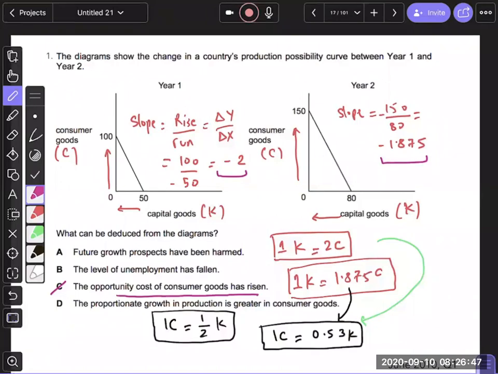Are we good to move on with the slope part? Okay, I'm going to take that as a yes from everyone.